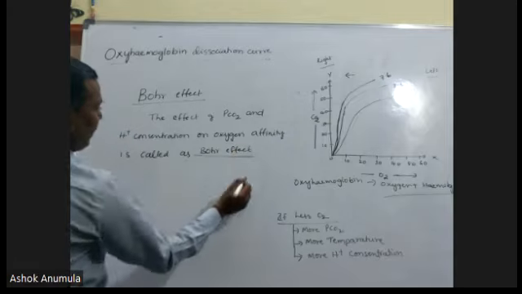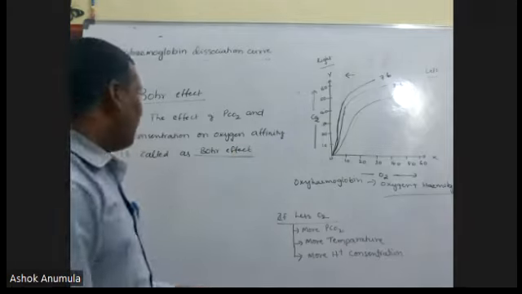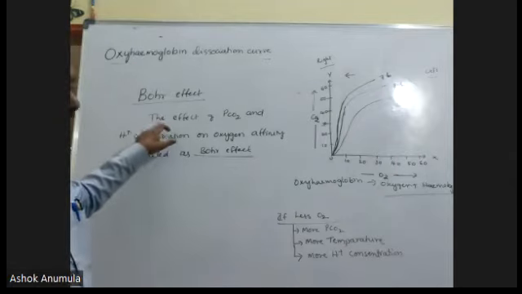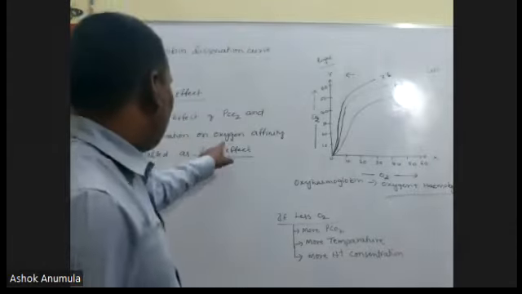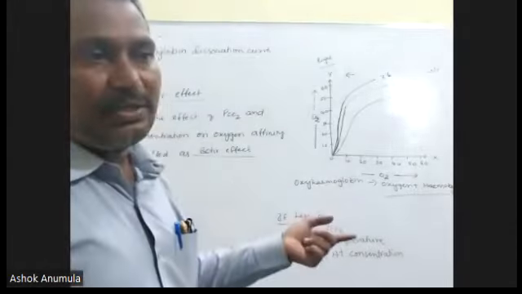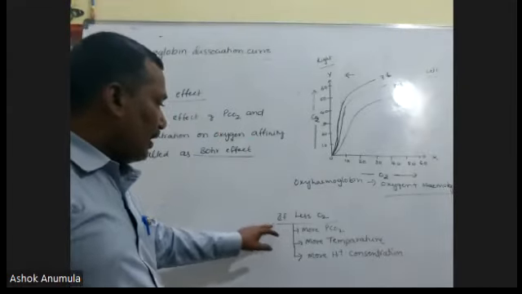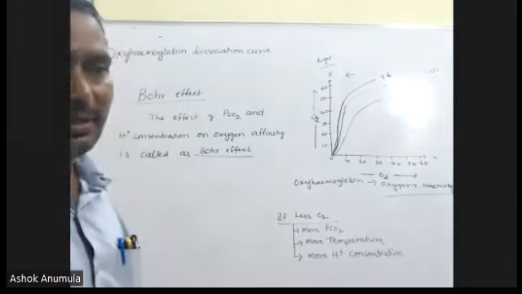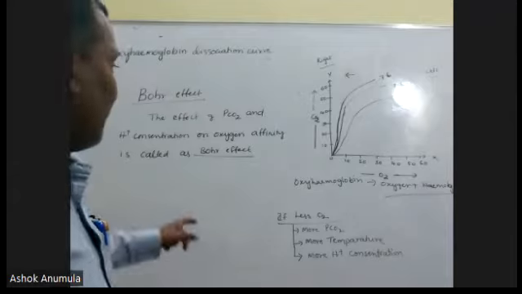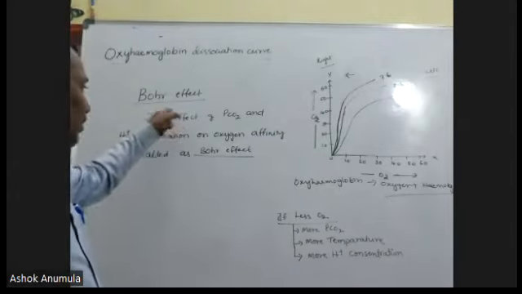It was discovered by the scientist Bohr. That's why it is called the Bohr effect. Just now, sir, we were discussing the oxygen affinity of hemoglobin. If more oxygen is present, definitely less PCO2 is present and less hydrogen concentration is present. It was defined by the scientist Bohr, and that's why it is called the Bohr effect.